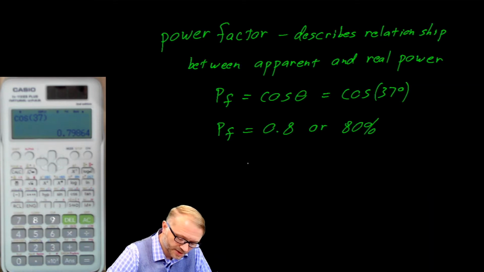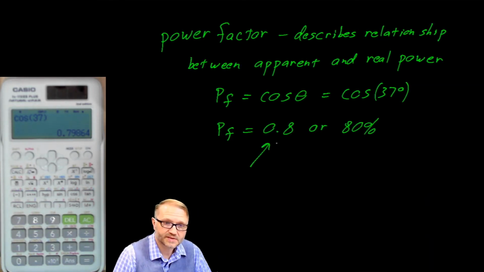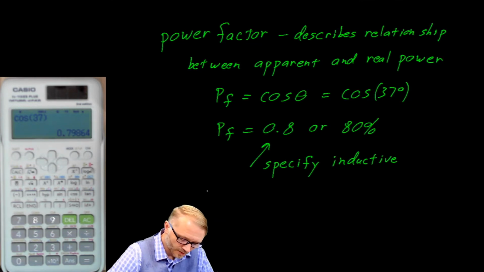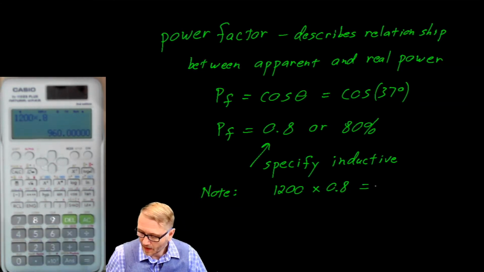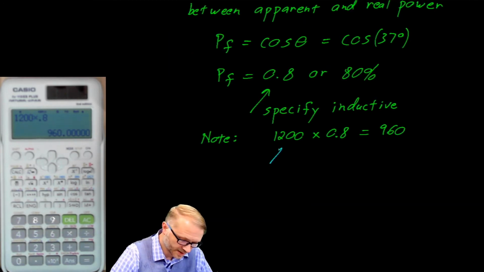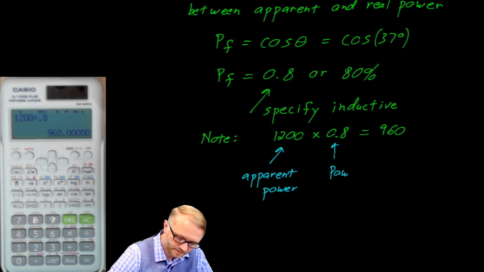I should mention that when you're talking about power factor, you should specify whether it's inductive or capacitive. In this particular example, it was inductive. We can write this a different way. In our example, 1200 was the apparent power multiplied by the power factor will equal the real power of 960. Again, this was the apparent power. This was the power factor. And this was the real power.